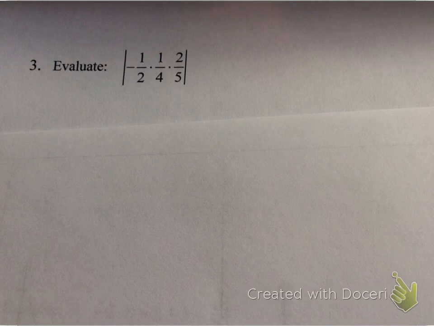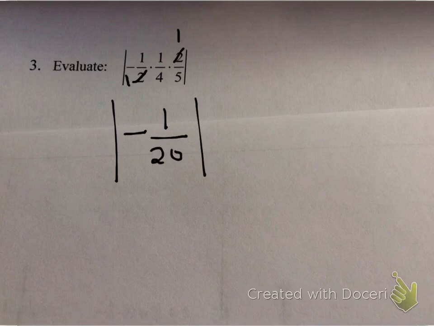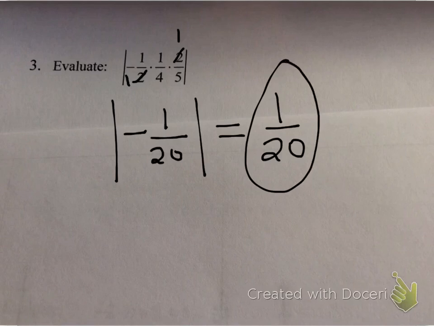Number 3. We have our absolute value symbols, and we're going to do everything within the absolute value symbols first. So we have 1 negative, so my answer is going to be negative. I could do some cross-canceling with my 2's. 2 divided by 2 is 1. 2 divided by 2 is 1. 1 times 1 times 1 is 1. 1 times 4 times 5 is 20. And when I find the absolute value of that, the absolute value of negative 1/20, how far away is that from 0? It's 1/20.